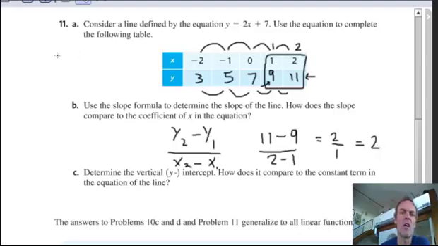Remember, on a graph, if I'm doing this and I go, when x is negative 2, y is 3. When x is negative 1, y is 5. When x is 0, y is 7. When x is 1, y is 9. So I'm just doing a very rough thing. Now, this would be my straight line.